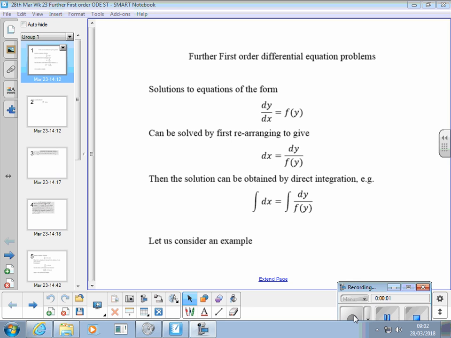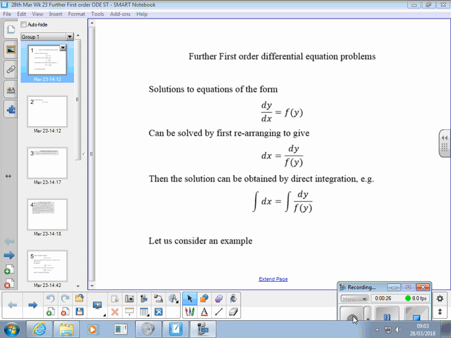Further equation problems. So what we're going to do this week is have a look at some solutions to some different order equations and have a look at some engineering examples as well. Right, here we go. So we're going to have a look at some further first order differential equations today.